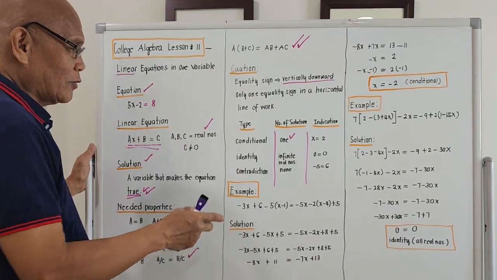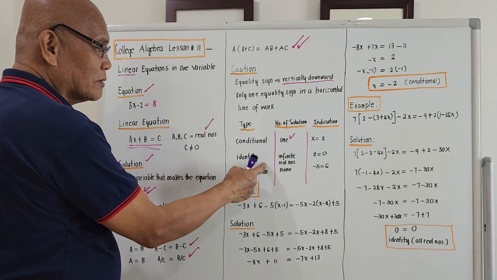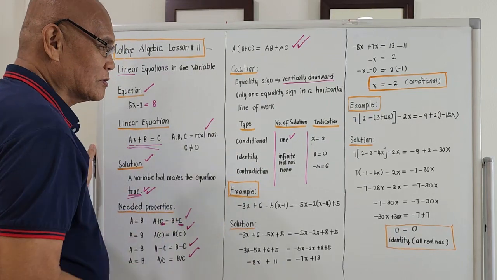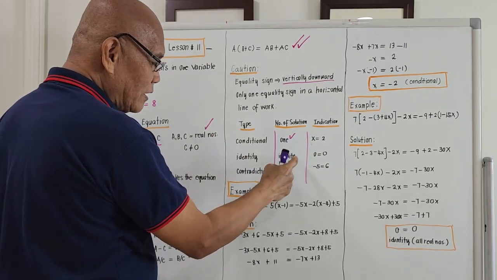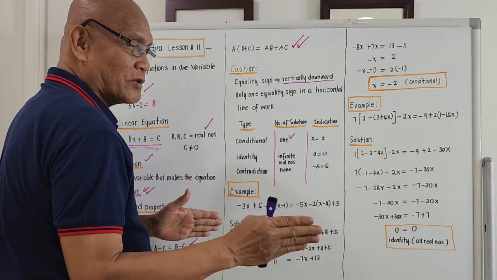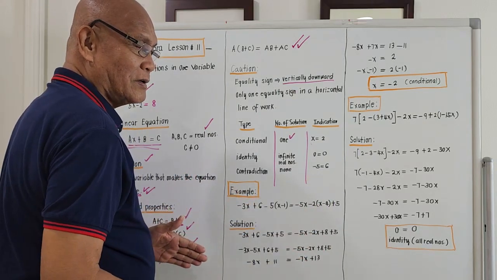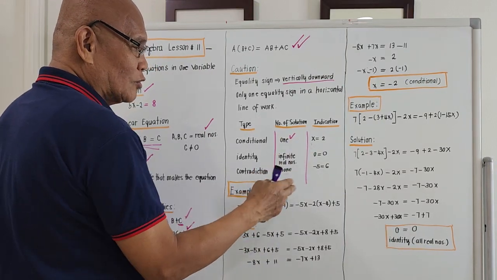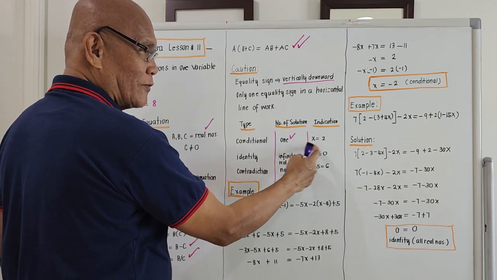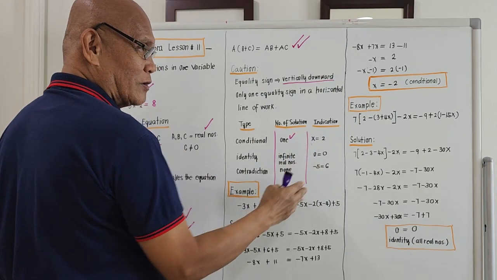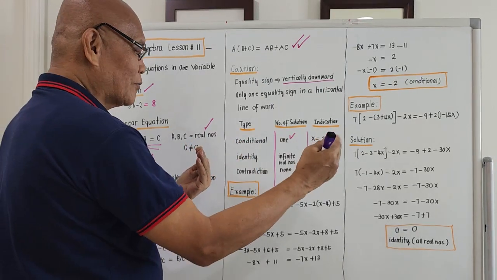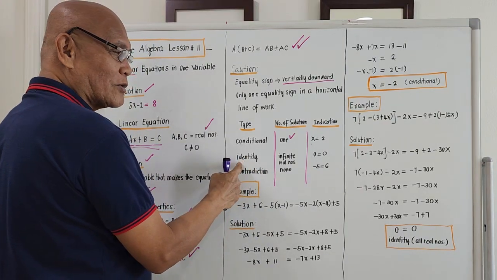The next type of linear equation is the identity linear equation. For the number of solutions for identity linear equations, there are infinite real numbers. There are so many, as long as it is real. The condition is that the number should be real. Okay? The indication will be something like this: 0 is equal to 0, or negative 1 is equal to negative 1. So what comes out on the left should be equal to the one on the right for it to be a so-called identity linear equation.